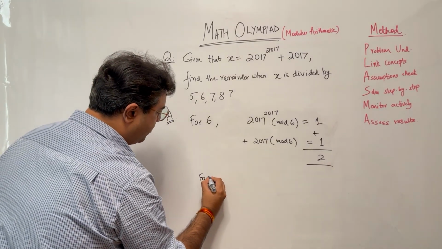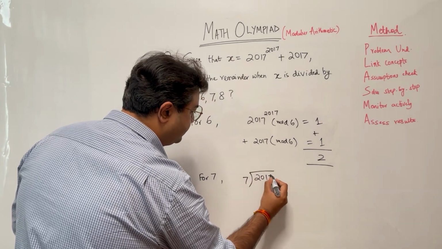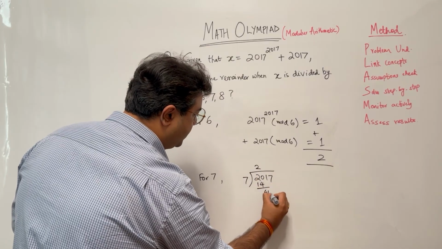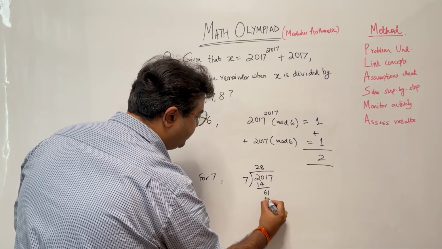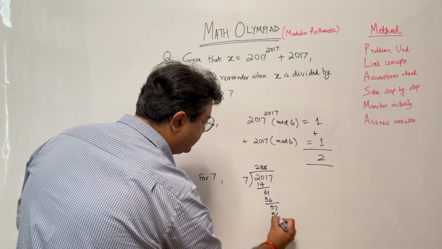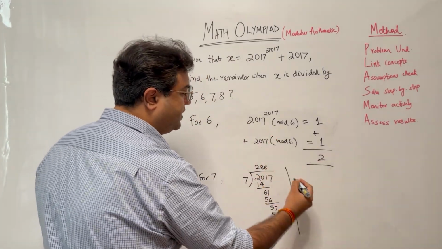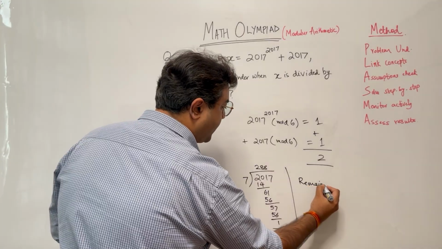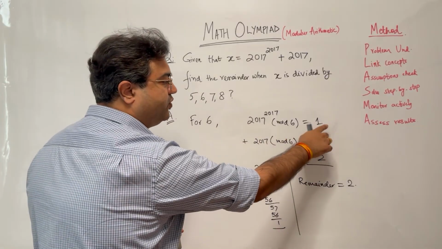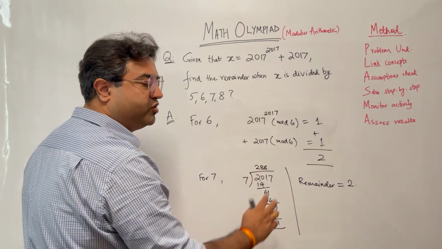Now let's look at 7. 2017 by 7. So this is 2 times 14 and 61. Then 8 times 56. Then 57. So 8 times 56. Again 1. So what we learned here, the remainder will be 2, the same as this. With mod 7, the remainder will come out 1. And here also it will come out 1. So 1 plus 1 is 2.